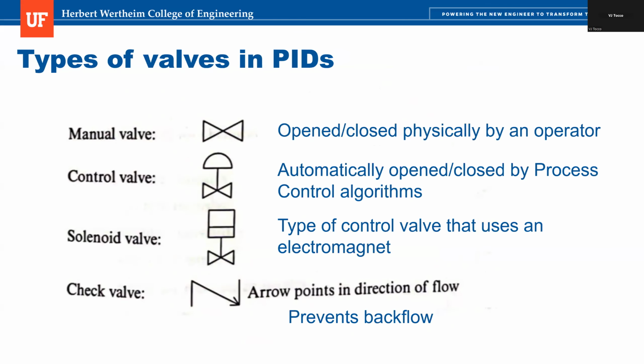The types of valves can be a little bit different. So just a regular manual valve that you would turn by hand is a little bow tie butterfly like this. If it is a control valve, meaning that there's a process control algorithm that automatically opens or closes it, there's a semicircle on the top of the bow tie. A solenoid valve is a special type of control valve that uses an electromagnet that has a couple of rectangles above the bow tie. And a check valve is a one-way valve. So it prevents backflow where the arrow points in the direction of the flow.